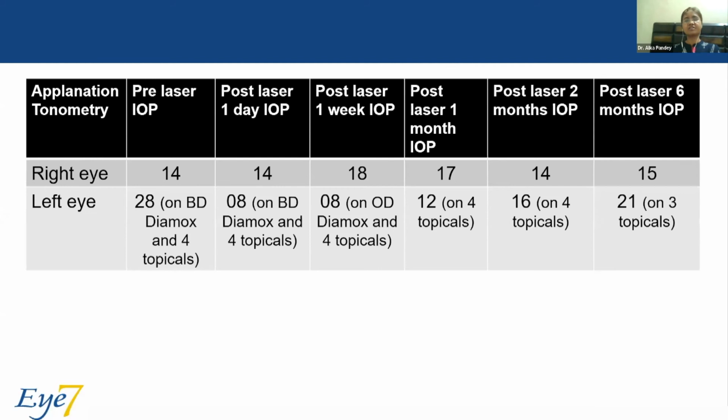And this is what her post-laser pressures look like. On day 1, the pressure decreased from 28 to 8, and she was still on Diamox. So we stopped her BD Diamox and made it OD. After a week, we stopped her Diamox altogether. The pressure was 8. After a month, the pressure was 12 on 4 topicals. And after 2 months, the pressure was still 16. And luckily, today in my OPD, she landed up again at the 6-month follow-up.